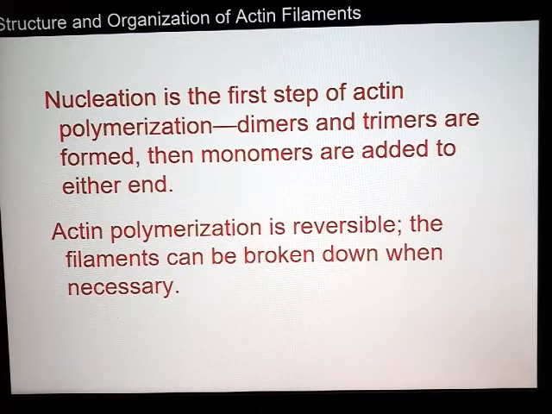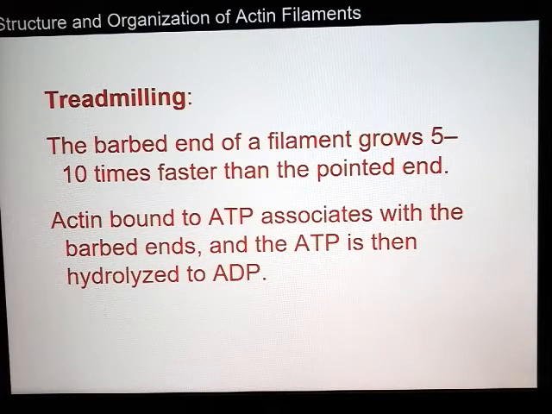So nucleation is the first step of actin polymerization, and the dimers and trimers are formed. Then monomers are added to either end. So the actin polymerization is reversible. Filaments can be broken down when necessary. So there's a process called treadmilling, guys, and that's when the barbed end of a filament grows 5 to 10 times faster than the pointed end.